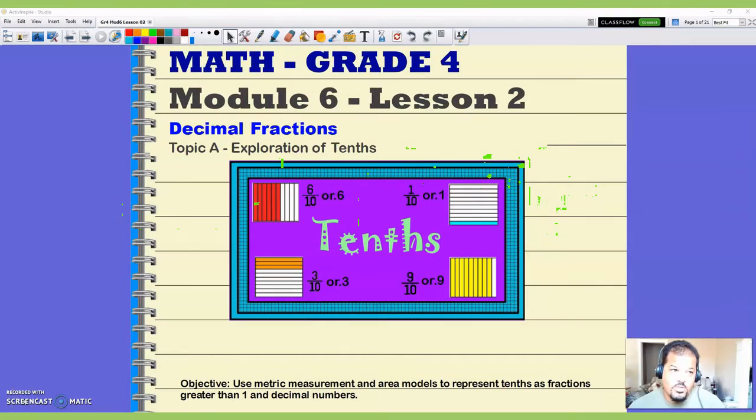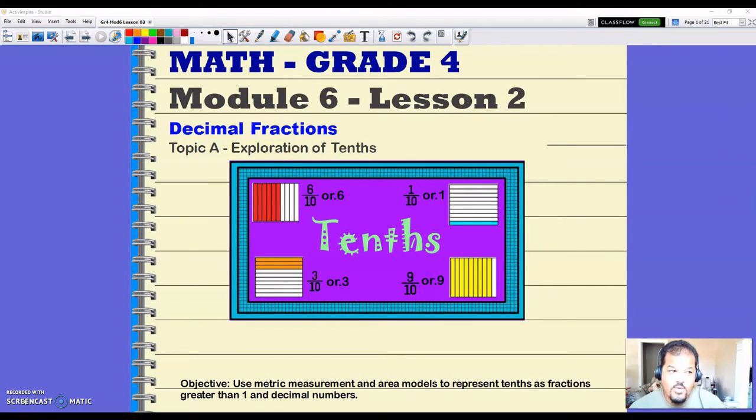Math Grade 4 Module 6 Lesson 2, Decimal Fractions. Topic A, Exploration of Tenths. Objective: use metric measurement and area models to represent tenths as fractions greater than 1 and decimal numbers.